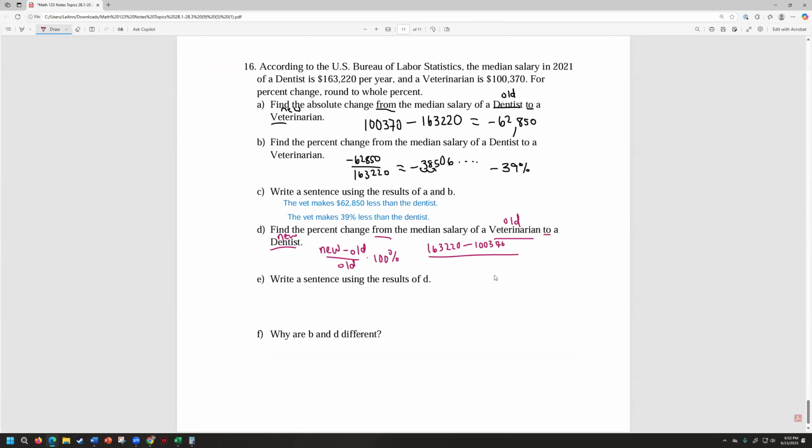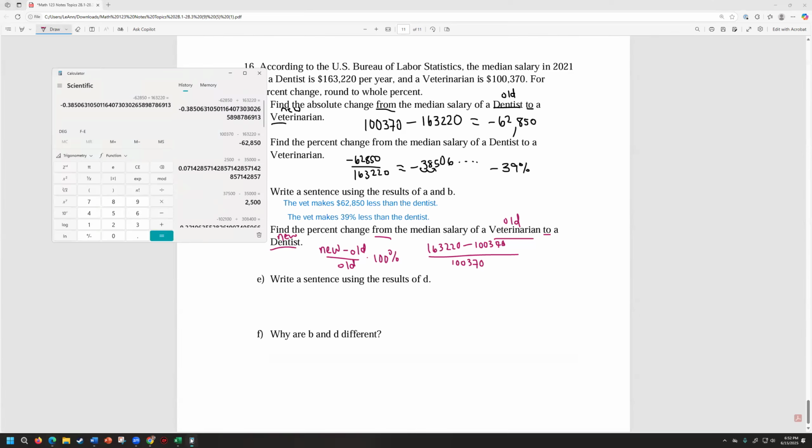The vet is the old, so that's what we're dividing by. So 100,370 is our reference one. And then we would do our times 100 after we get that. So 163,220 minus 100,370. Notice this is the same answer we got up in part A, but it's just positive now because we changed the direction. But the difference comes in when you divide by your old. You're dividing by a different value because we're referencing a different value as the old.